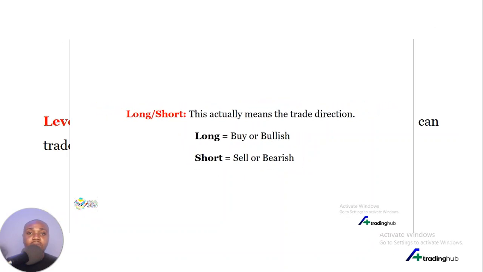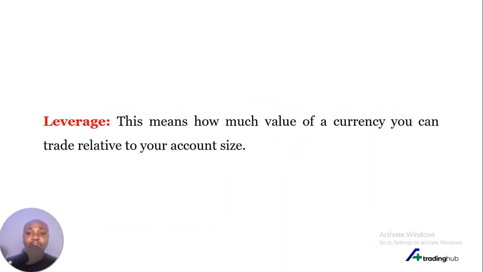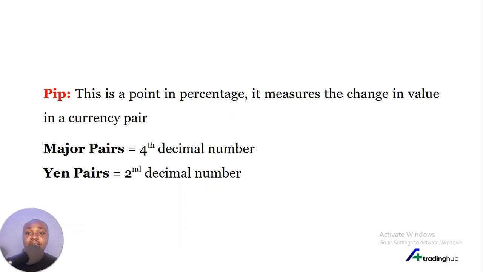is going down. Leverage means how much value of a currency you can trade relative to your account size. So you can have $100 in your trading account, but your broker gives you the leverage to trade worth $1,000. So this is what leverage means. Pip is the point in percentage. It measures the change in value in a currency pair. Major pairs mostly have 4 decimal numbers, then the yen pairs have 2 decimal numbers.